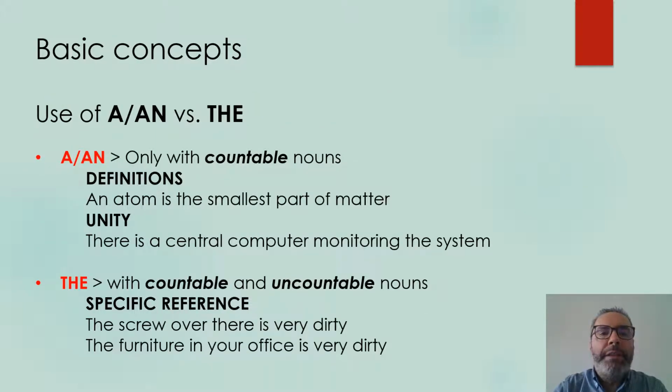The most basic difference between "a/an" and "the" is that "a/an" can be used only with countable nouns. Normally, to give definitions, such as "An atom is the smallest part of matter", or to express unity. For example, "There's a central computer monitoring system." On the other hand, "the" can be used with countable or uncountable nouns to give a specific reference. "The screw over there is very dirty", or "The furniture in your office is very dirty."